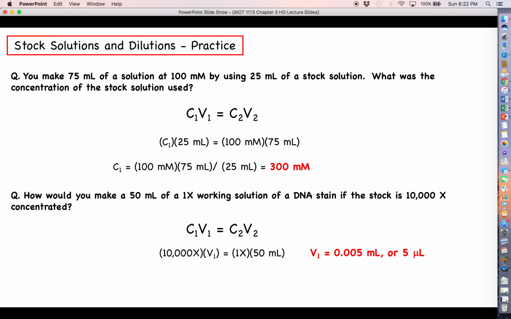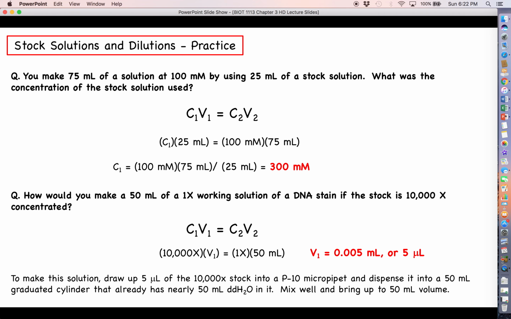So if we solve for V1 here, we get 0.005 milliliters, or 5 microliters. So if we want to make 50 milliliters of this 1x solution, we are going to mix together 5 microliters in about 50 milliliters of water to get our 1x working solution.